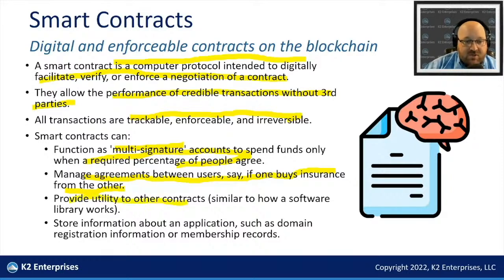It can provide utility to other contracts. For example, software libraries. We use libraries to build other applications. Same way here. So you could have a contract that is specifically just around the signatories and providing utility value to that contract as well. You can use it to store information about an application, domain registration, membership records, loyalty points. I'm going to share with you in a later section some of the private blockchains that are out there that are using smart contracts for customer loyalty points.